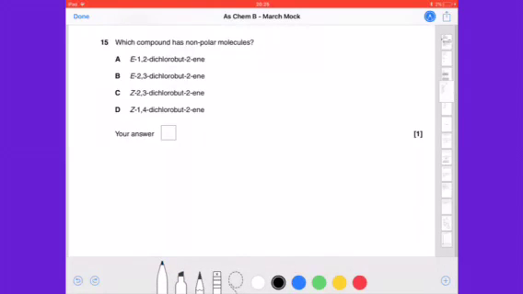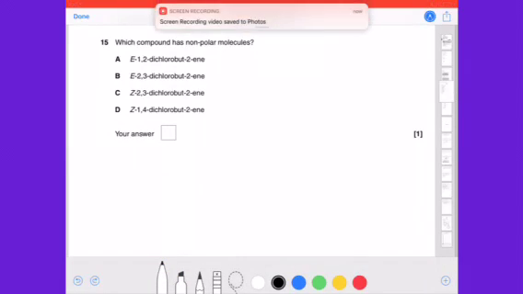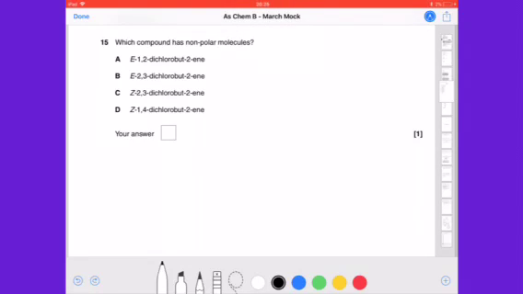The next question is quite difficult in terms of what you need to know, so it's easiest to draw out each molecule in skeletal formula. So E-1,2-dichlorobutene, well, there is E-butene, and we've got 1,2-dichloro, so we've got the Cl's here and here. Your E-2,3-dichlorobutene would be here like this.